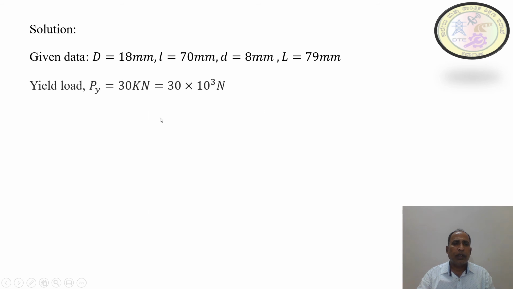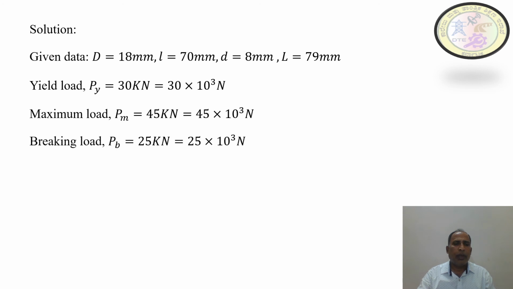So yield load, that is denoted by PY, 30 kilonewton, that is equal to 30 into 10 raised to 3 Newton, and maximum load PM, or you can represent it by PU, that is equal to 45 kilonewton, that is equal to 45 into 10 raised to 3 Newton. Breaking load PB equal to 25 kilonewton, that is equal to 25 into 10 raised to 3 Newton.